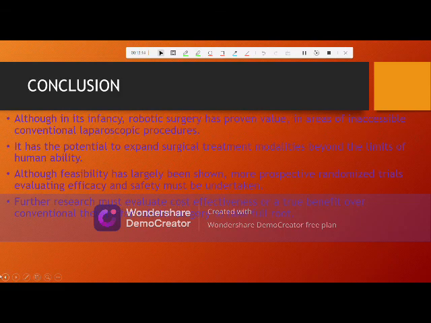Then finally, conclusion. Although in its infancy, robotic surgery has proven value in areas inaccessible to conventional laparoscopic procedures. It has the potential to expand surgical treatment modalities beyond the limits of human ability. Although feasibility has largely been shown, more prospective randomized trials evaluating efficacy and safety must be undertaken. Further research must evaluate cost effectiveness or a true benefit over conventional therapy for robotic surgery to take full root.